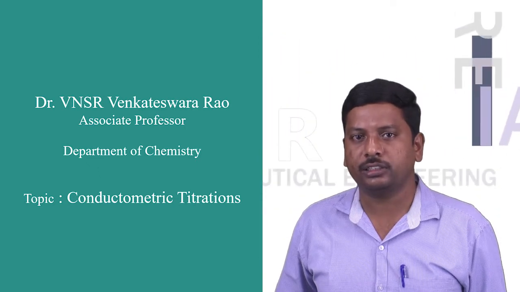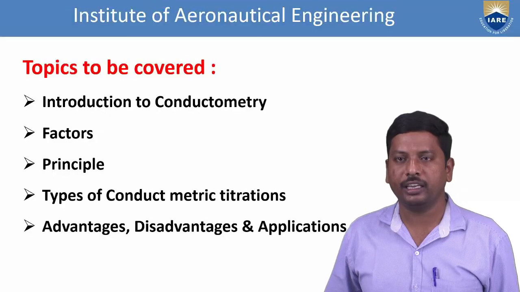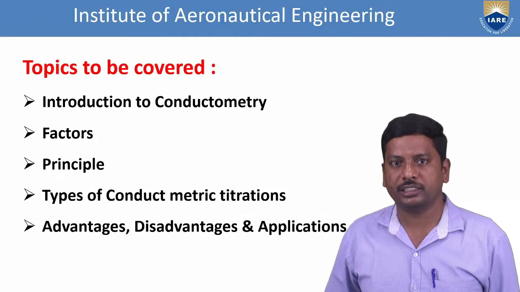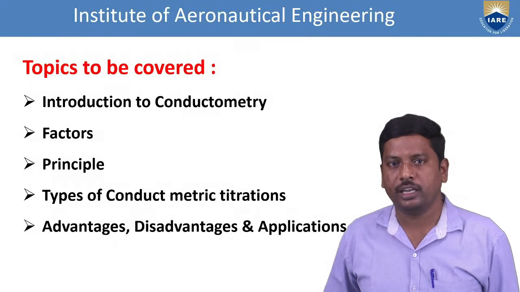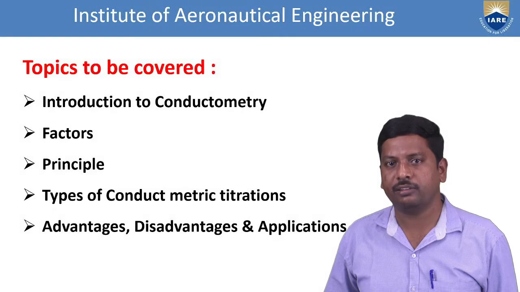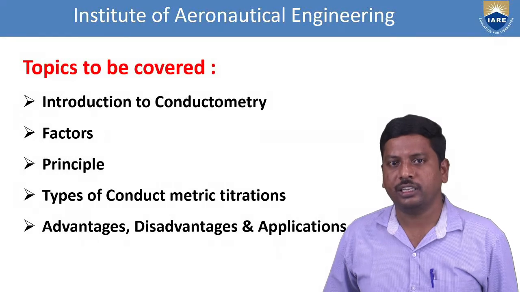The contents involved in today's topic are mainly the introduction to conductometry, that means the basic parameters involved in conductometry, the factors involved in conductometry, the main principle, that means the instrumentation principle involved in conductivity and conductometric titrations, and the types of conductometric titrations. Already I said that neutralization and precipitation reactions are mainly involved in conductometric reactions. We finish the topic with advantages and disadvantages, with their applications in many fields. So this is about the contents involved in today's topic.